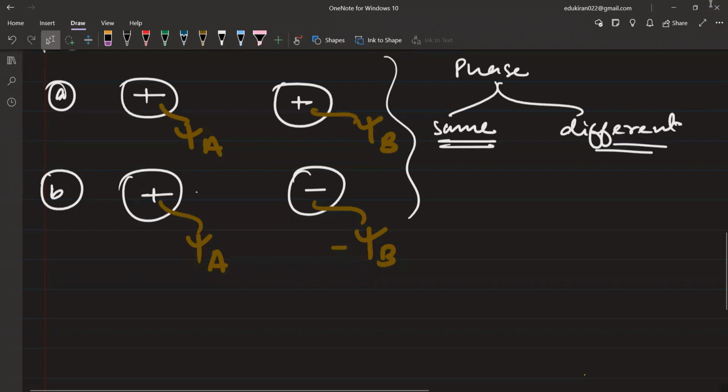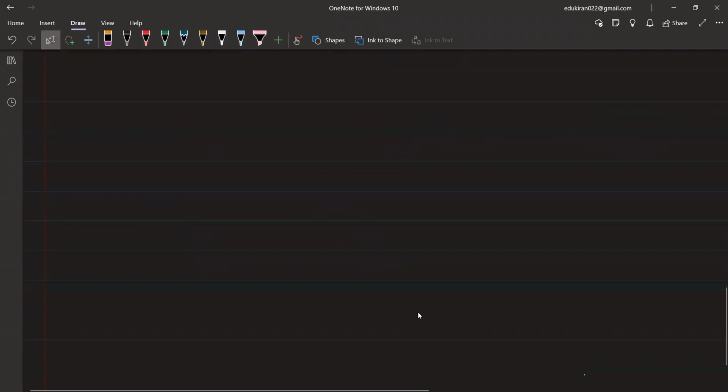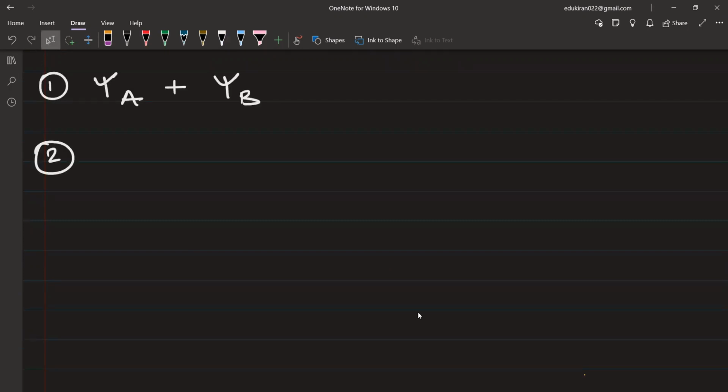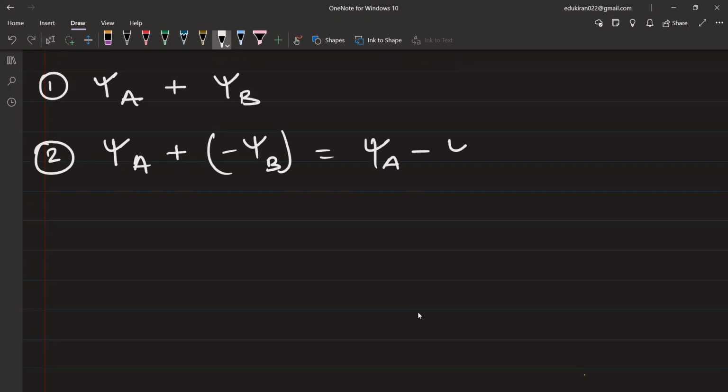Okay. Now there are two combinations that can happen. We have just concluded psi A plus psi B. They can add with each other. Or the second combination that can happen is psi A plus negative of psi B. Now, this is almost equal to psi A minus psi B.